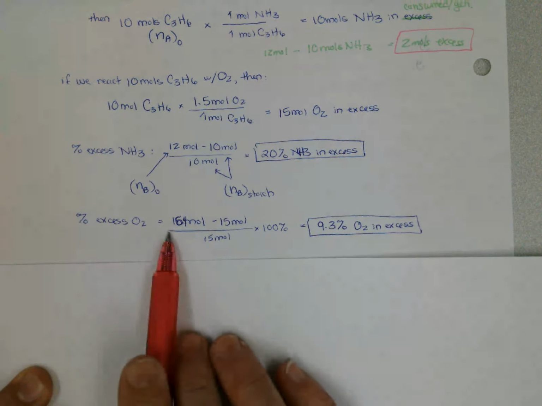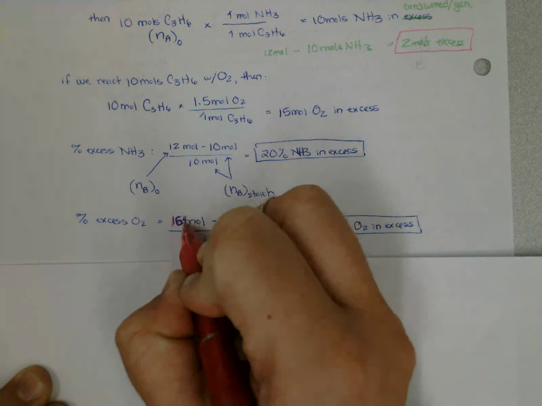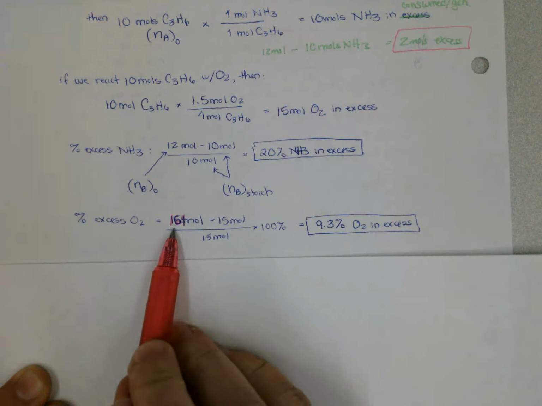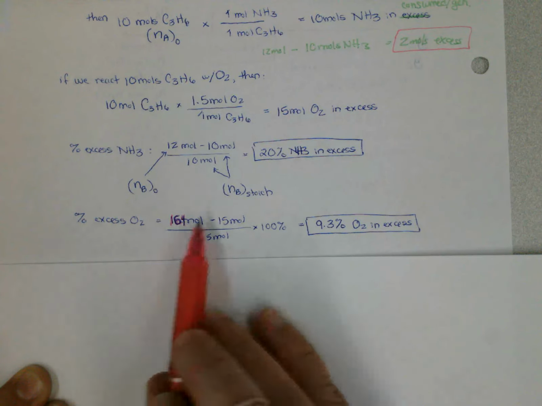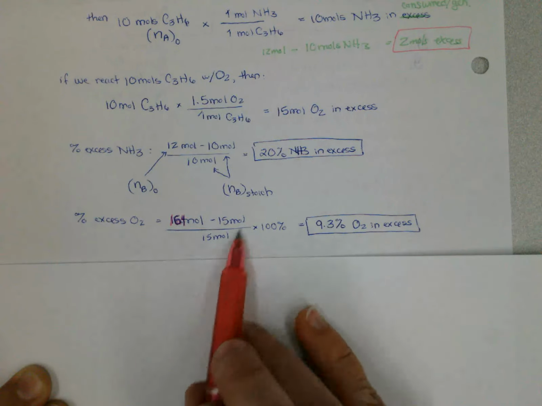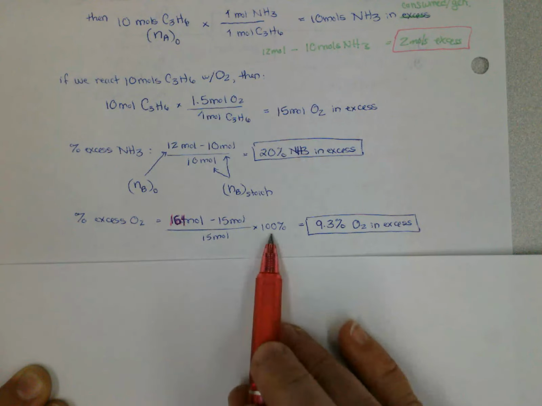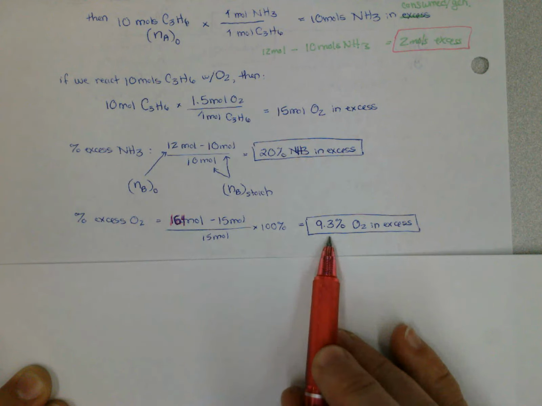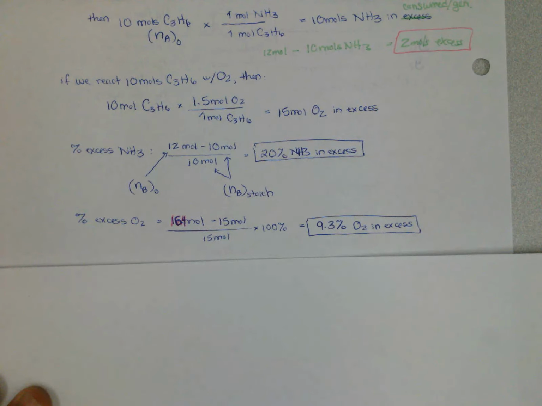Same thing if we go to O2. Let me make that clearer here. 16.4 is what we actually have. 15 is the stoichiometric amount. So if we take the difference of the two, divide it by 15, and multiply it by 100, we're 9.3% in excess of O2 in that particular system.